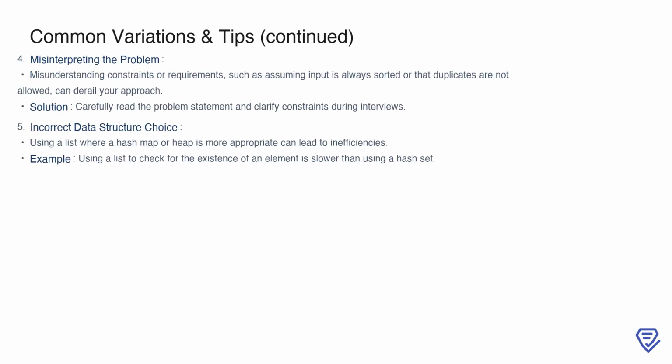Another common challenge is misinterpreting the problem. Often, assumptions about the input, such as assuming it's always sorted or that there are no duplicates, can derail your approach. To avoid this, you should carefully read the problem statement and clarify any constraints if you're in an interview setting. Choosing the wrong data structure is another mistake that can lead to inefficiency. For example, using a list to check for the existence of an element is slower compared to using a hash set. The choice of data structure directly impacts the performance of your solution, so it's crucial to pick one that aligns with the problem's requirements and constraints.